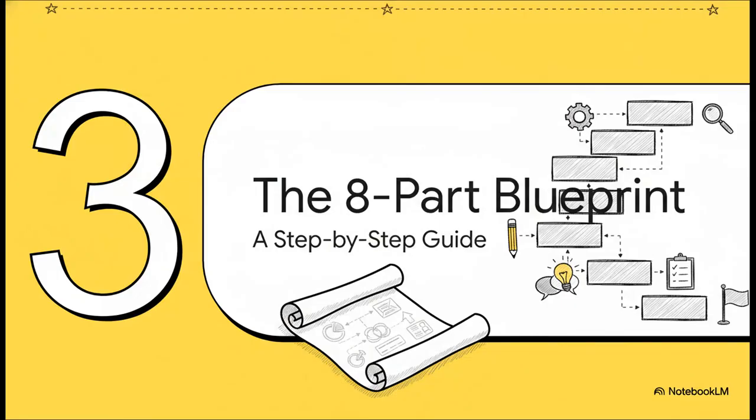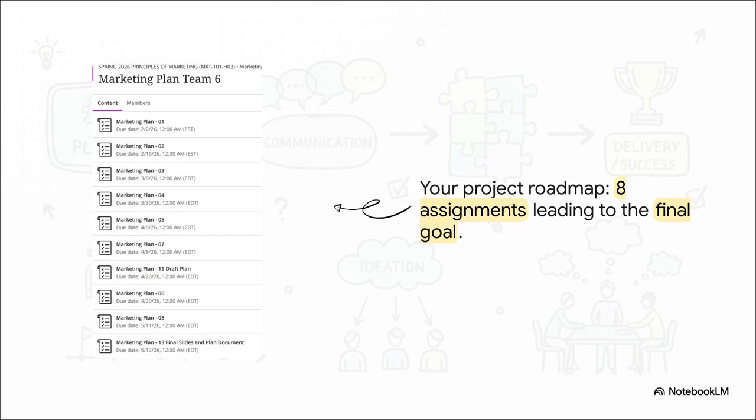All right, now we're getting to the core of the process. Instead of looking at this as one giant, scary project, you're going to start seeing it as a series of totally manageable steps. We're breaking the whole thing down into an 8-part blueprint. And here is exactly what that blueprint looks like. See? The project isn't just one huge task. It's broken down into 8 separate assignments. Each one builds on the one before it, which creates this really clear, logical path from the very beginning to the very end. This is your roadmap to success right here.